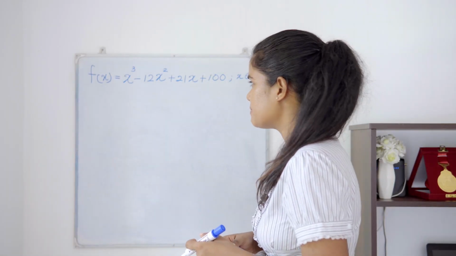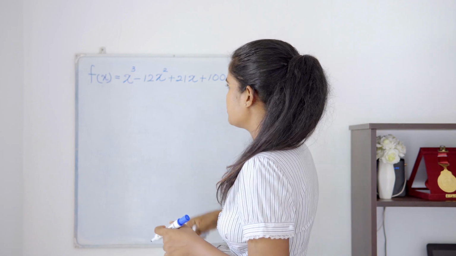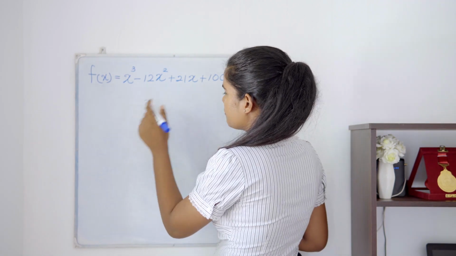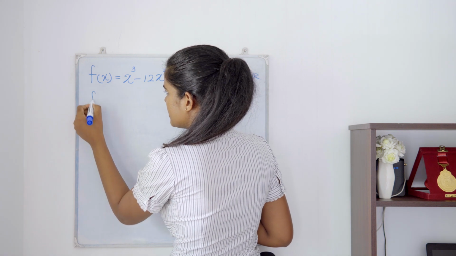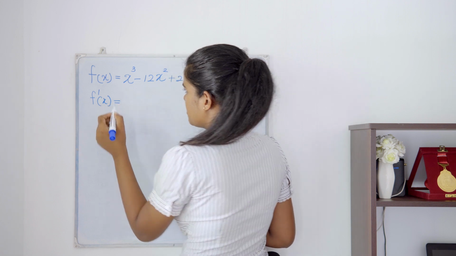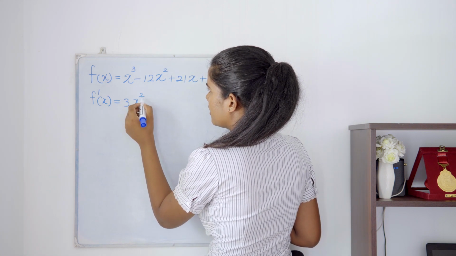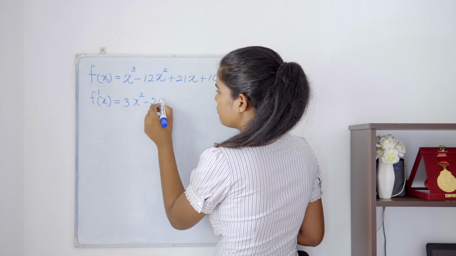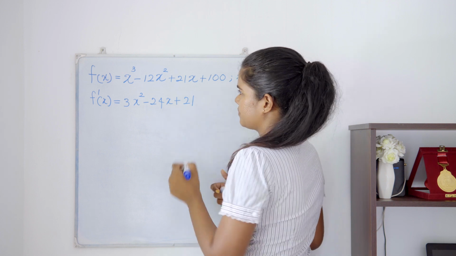Now I am going to explain how to sketch a cubic equation. Okay, let's see how to do it. First of all, we have to find extreme points. To find extreme points, we have to find the derivative of this function. The first derivative of this function is 3x squared minus 24x plus 21.